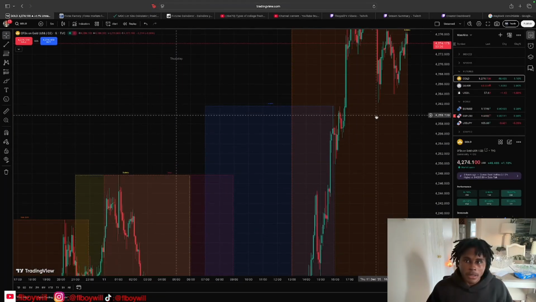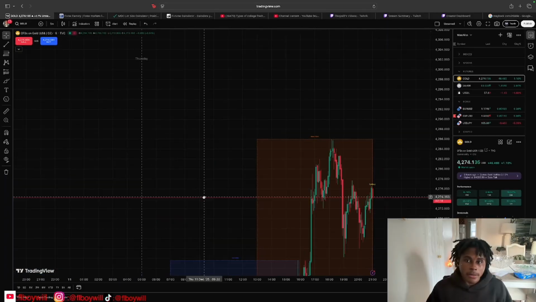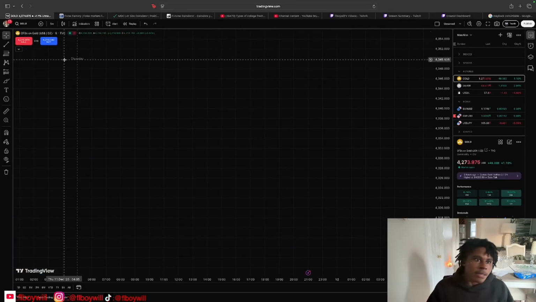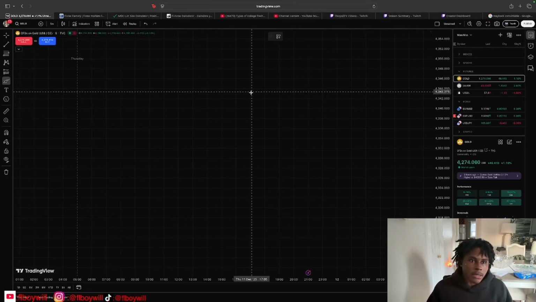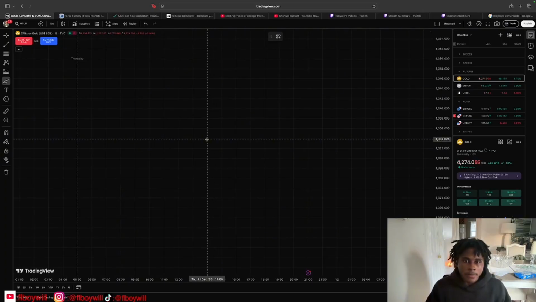Let's talk about fair value gaps. These are perfect examples right here, but let me draw y'all something up. I'm Picasso and shit.